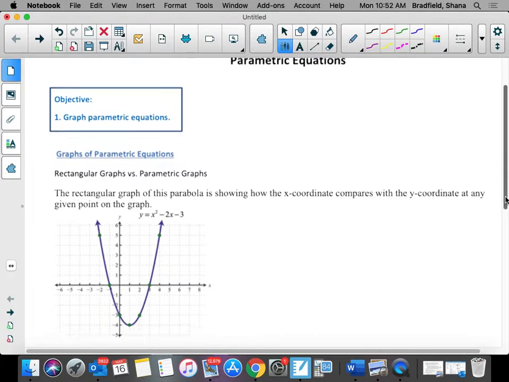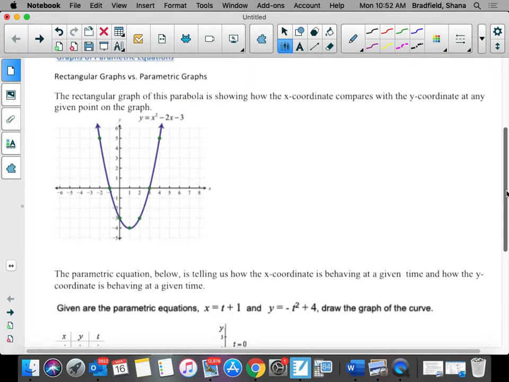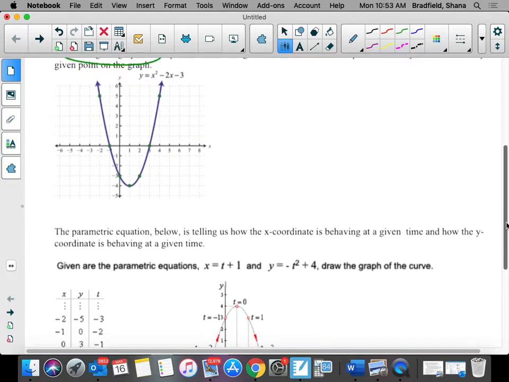The first thing I want to look at is the difference between a rectangular coordinate graph and a parametric graph. So we're still going to have a coordinate plane with an x and y axis. That's not going to change. In the first example here, I've got just a rectangular graph of a parabola, and you can see our function y equals x squared minus 2x minus 3, and the graph of that function below. And what a regular rectangular coordinate graph does is it just compares the x values to the y values and shows those corresponding parts on the graph.